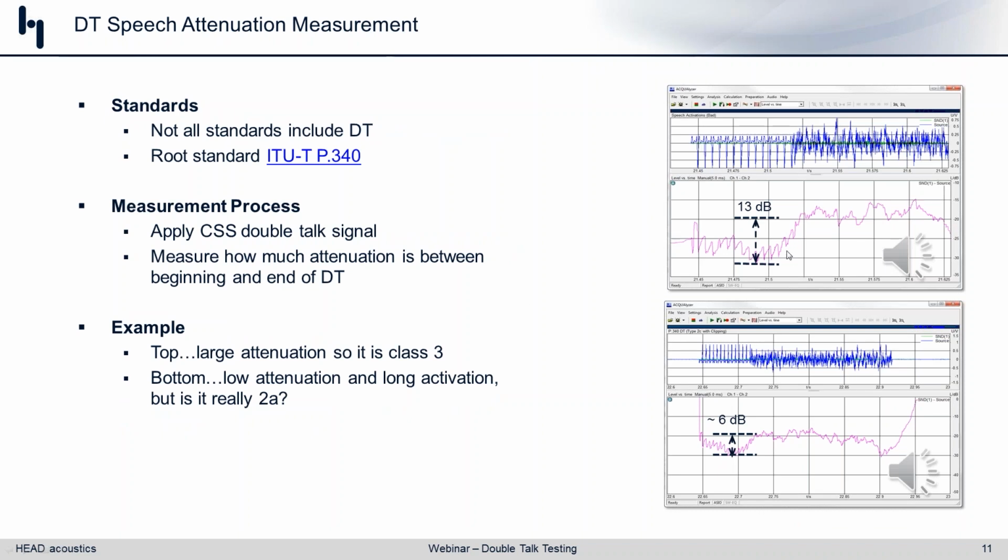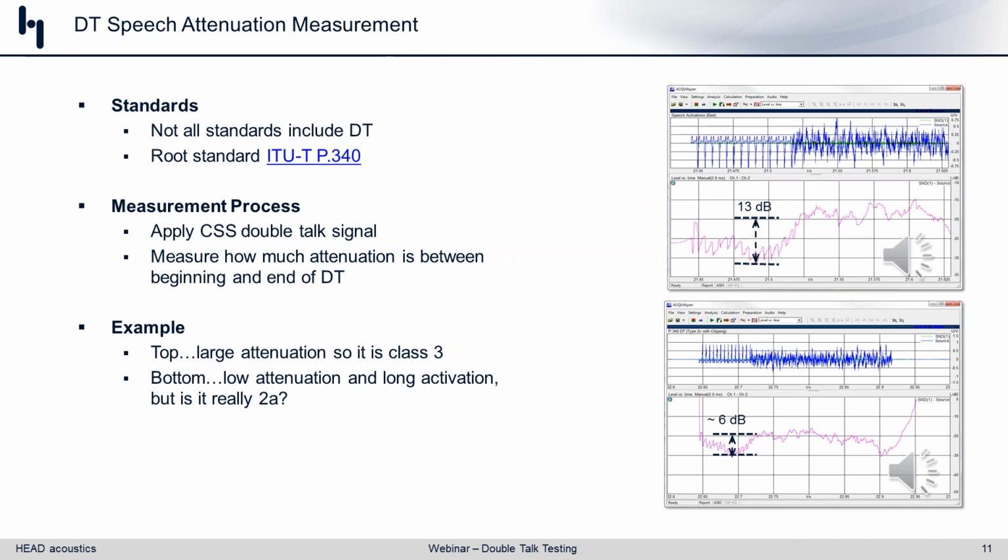So the method is exactly the same as before. Apply the CSS double talk, but now we're looking at the y-axis. Instead of the x-axis and the time domain, now we're just looking at the difference between before the device converges and after. And in this case, me, the analyst, I have interpreted this top graph to show that we have about 13 dB of attenuation.